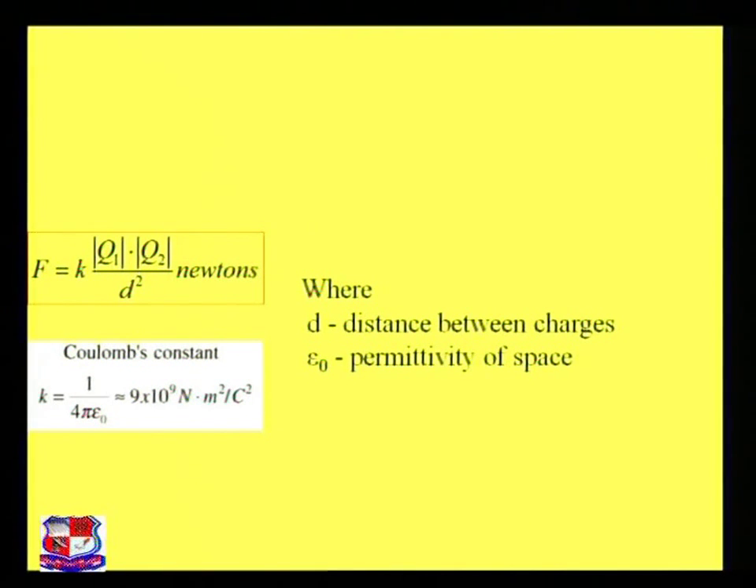Here K is Coulomb's constant, and the value of K is 1 by 4 pi epsilon 0, which is 9 into 10 raised to 9 newton meter square by coulomb square. Here D is the distance between the charges and epsilon 0 is the permittivity of space. So here comes permittivity. What is permittivity? Permittivity is the ease with which a material forms an electric field. So if the permittivity of a material is high, then it will be a conductor.